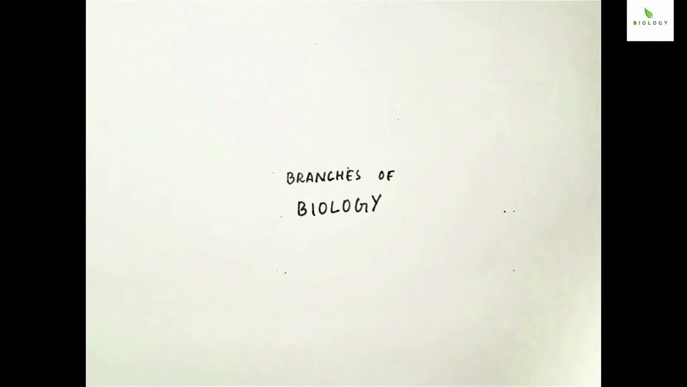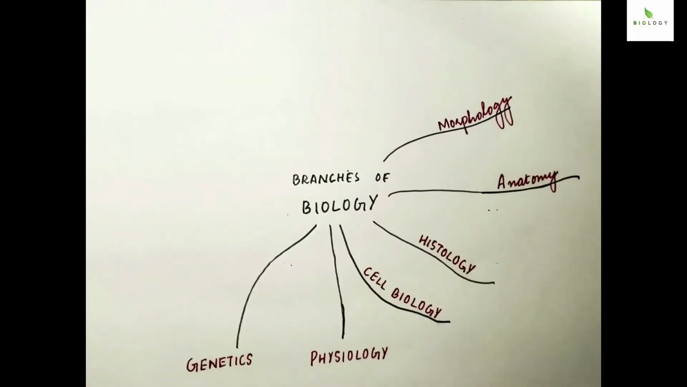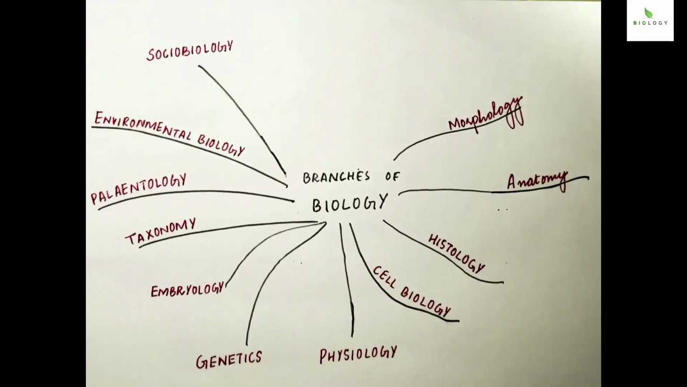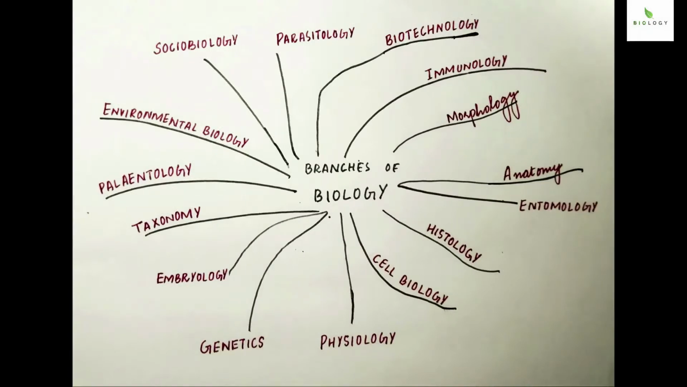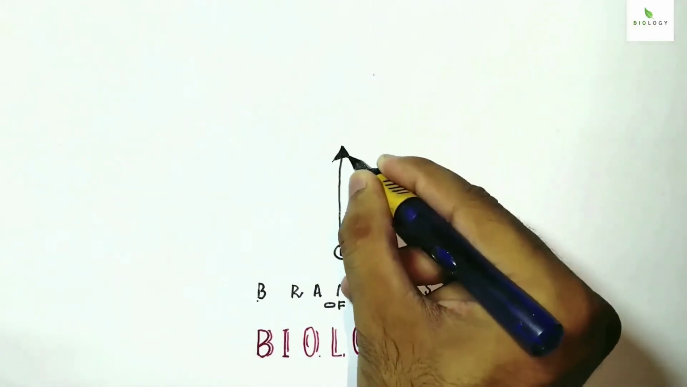Today we are going to talk about different branches of biology. In order to study all the aspects of life, the main divisions of biology are further divided into different branches, namely morphology, anatomy, histology, cell biology, physiology, genetics, embryology, taxonomy, paleontology, environmental biology, sociobiology, parasitology, biotechnology, immunology, entomology, pharmacology, and biochemistry. The first branch we are going to discuss is morphology.